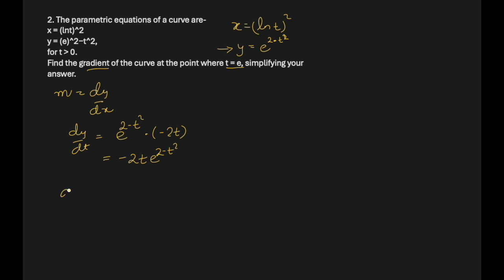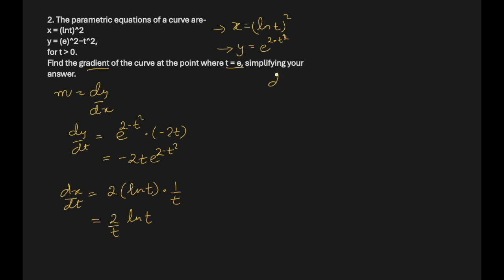Now secondly, we need dx over dt, differentiating x with respect to t. So 2 will come in front, and natural log t. The exponent will go down by 1, so 2 minus 1 is 1, so we'll leave it like this. But further, we have to differentiate what is inside the bracket, and differentiation of ln t is 1 over t. So I can write this as 2 over t times natural log t.